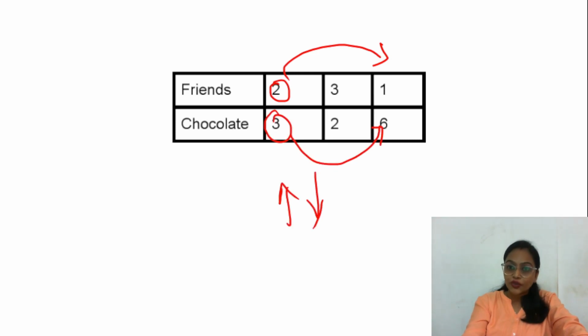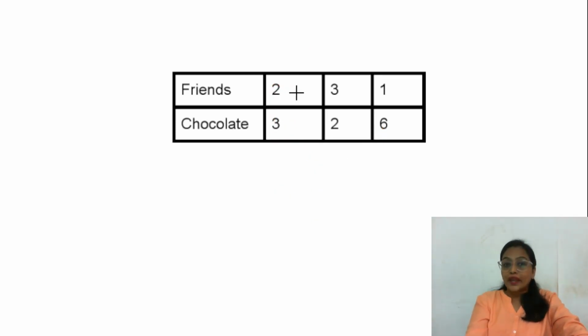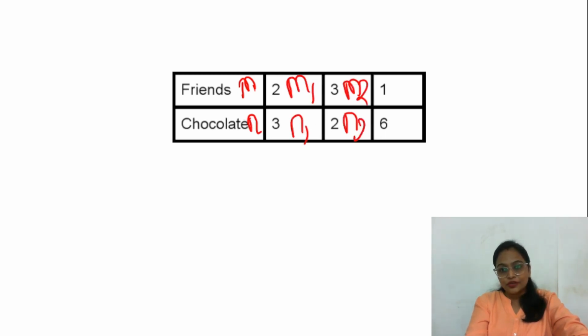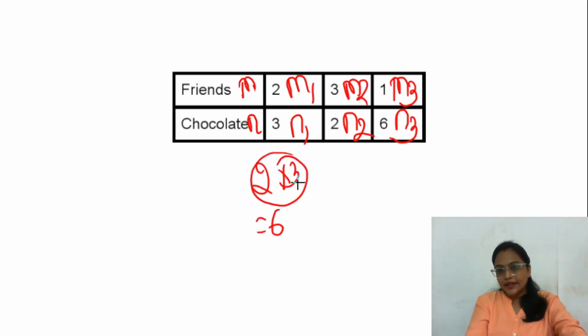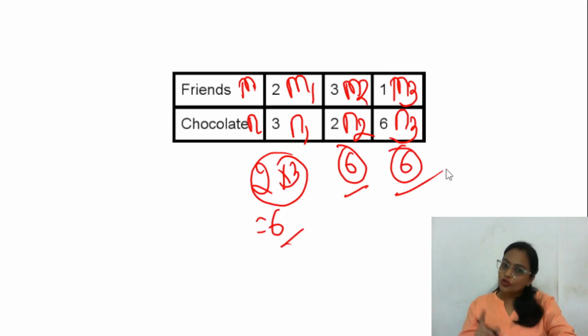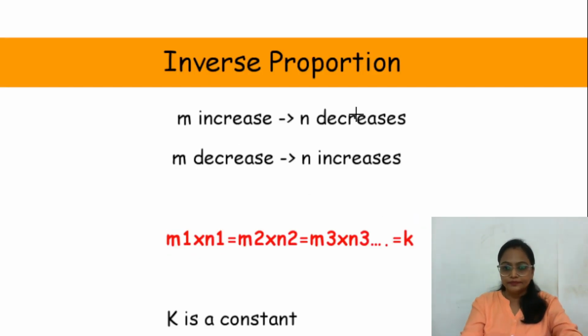So this is a case of inverse variation and their product. If I take this as M and this as N, this will be M1, N1, M2, N2, M3, N3. So their product should always be the same. So 2 multiplied by 3 is 6. Here 3 multiplied by 2 is 6. Here 6 multiplied by 1 is 6. So this is a case of inverse variation or inverse proportion. Okay, now clear?